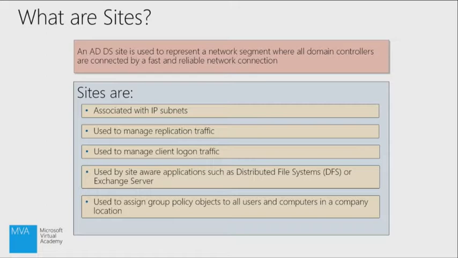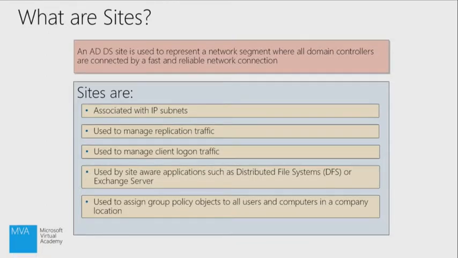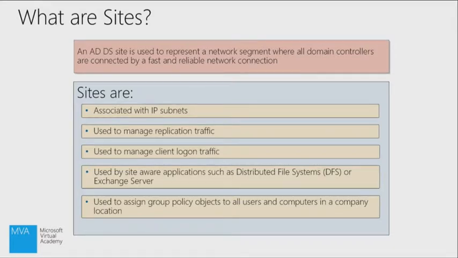Used to manage replication traffic, used to manage client logon traffic, used by site-aware applications such as DFS or Exchange servers, and used to assign group policy objects to all users and computers in a company location, potentially. There's a big potentially on that one. Sites are defined based on network bandwidth, so that's what you're going to want to know ahead of time before you design any sort of site infrastructure. The primary reason, as I've mentioned, is WAN links and high-speed versus slow-speed WAN links.